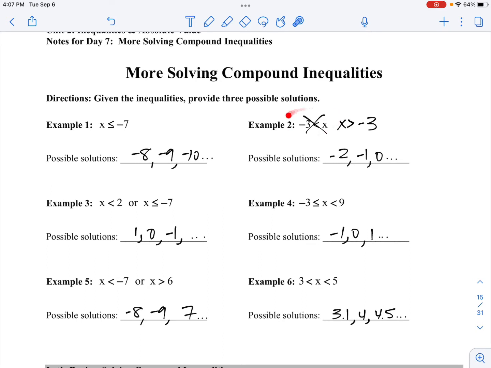Be careful about this one. Remember, the x is not on the left, so I want you to cross this out and flip it. So we're talking actually anything that is bigger than -3. So -2, -1, 0, and it continues up the number line.